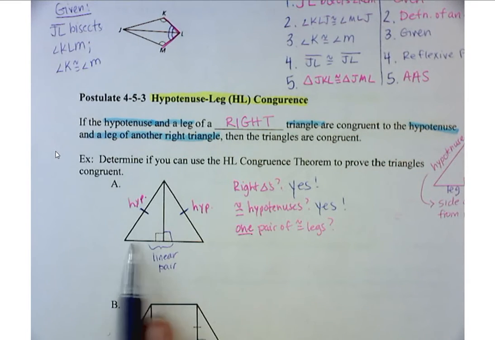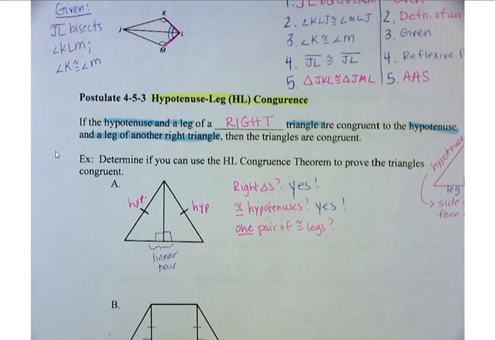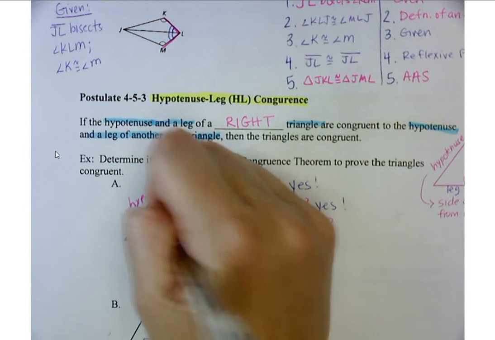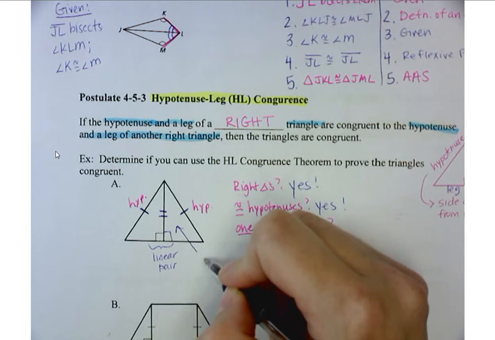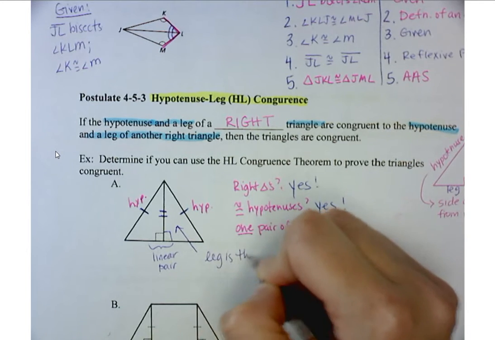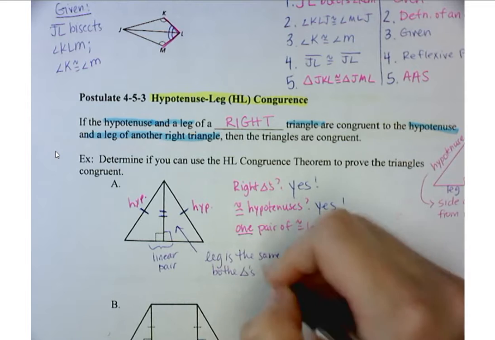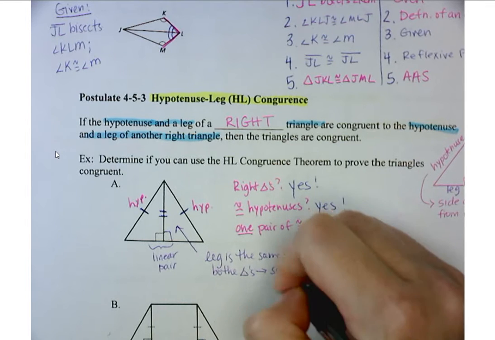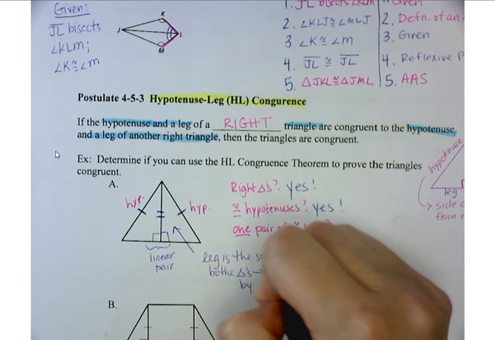Okay, so if we look at these 2 legs, there's nothing that shows they're congruent. If we look at these 2 legs, can we show those are congruent? Yeah, how? They're the same, right? If they're the same, then I can show they're congruent by what property? Reflexive. Okay, so the leg is the same for both triangles. So they are congruent by the reflexive property.